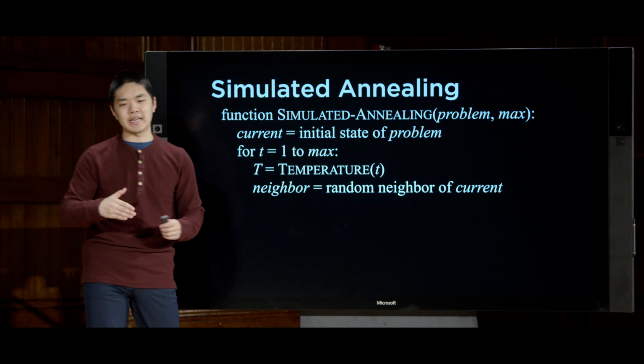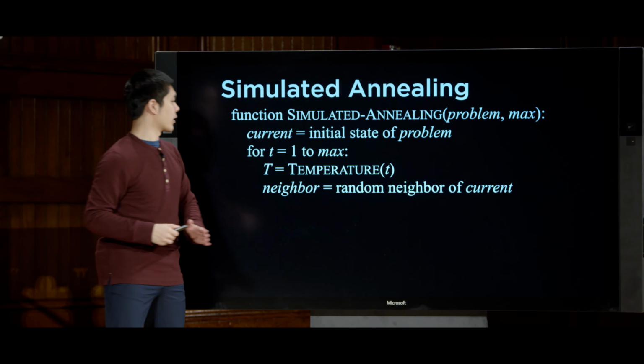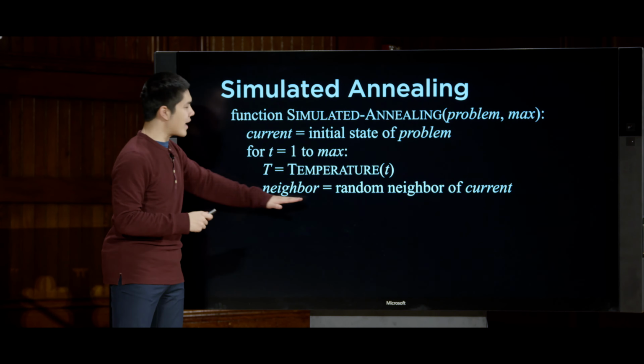No longer are we going to be picking the best neighbor that we possibly can, or just one of the better neighbors that we can. We're going to pick a random neighbor. It might be better, it might be worse, but we're going to calculate that. We're going to calculate delta E, E for energy in this case, which is just how much better the neighbor is than the current state.